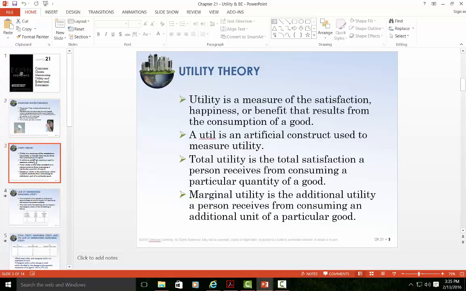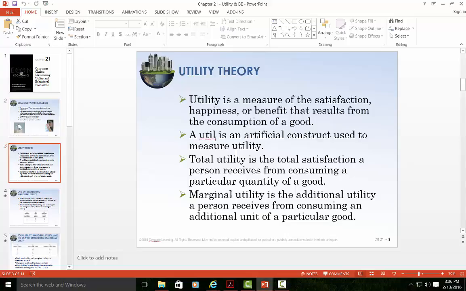And the notion of a util, U-T-I-L, again, this isn't something that exists in the real world. It is an abstraction that economists use to try to describe something that really isn't a term of psychology. I'm not really sure. I suppose there might be some sort of ingenious way to try to measure this, but it's a way of trying to describe the satisfaction that a person receives from consuming one good or service as opposed to some other good or service.